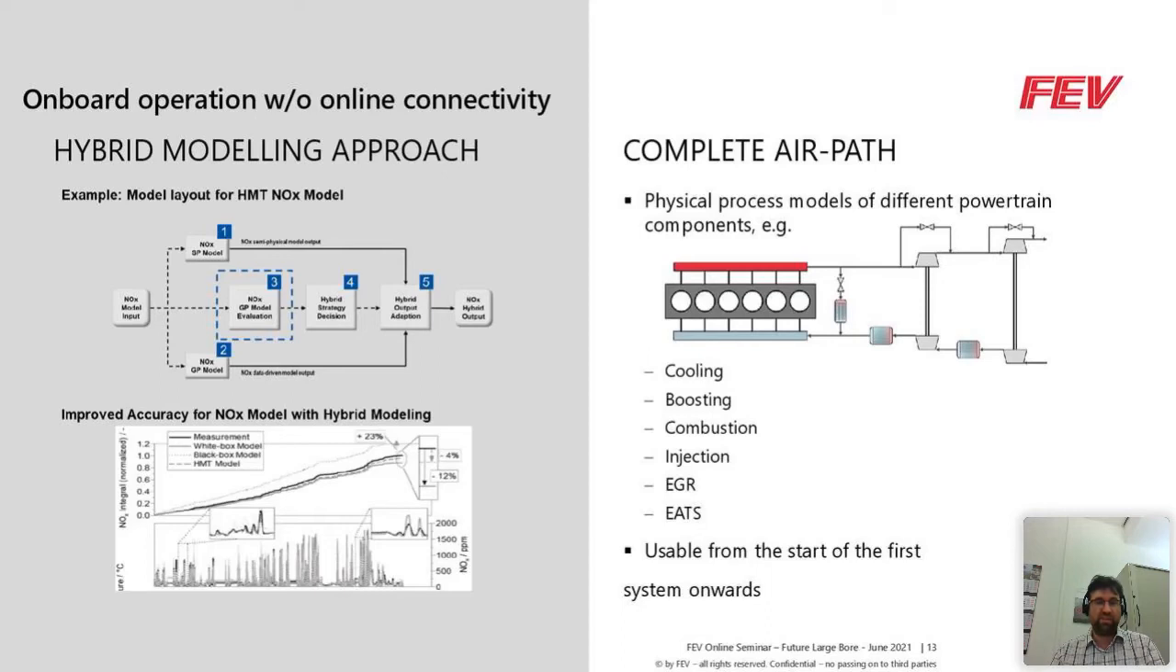And this gives us the advantage that we can use this system right from the start of the first engine, because we are not depending on any field data. In the next steps, what you see on the left side, we can use our hybrid modeling approach to even improve those models by training data models, which we can then decide to use in different operation conditions. And this decision is also being made by machine learning.